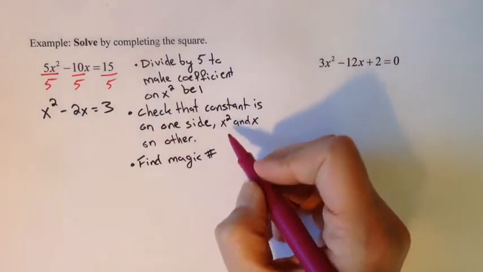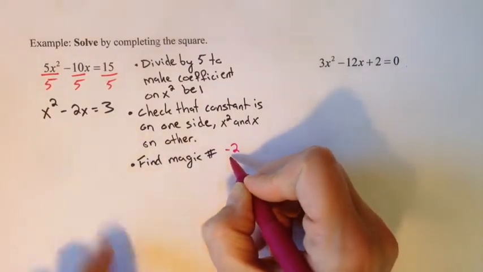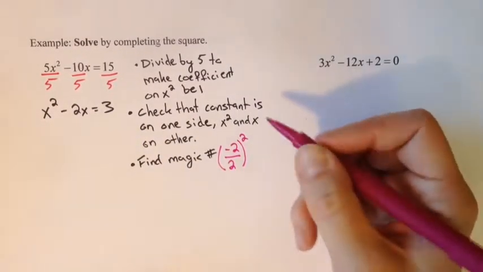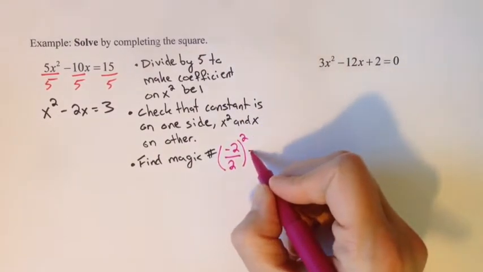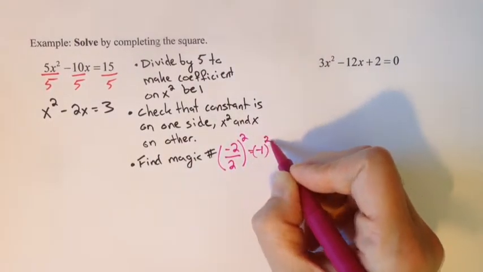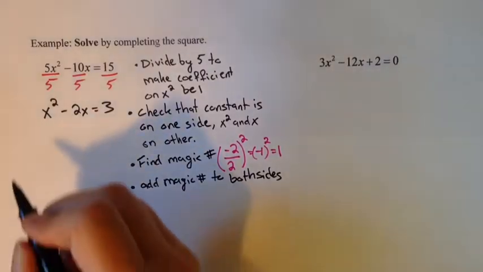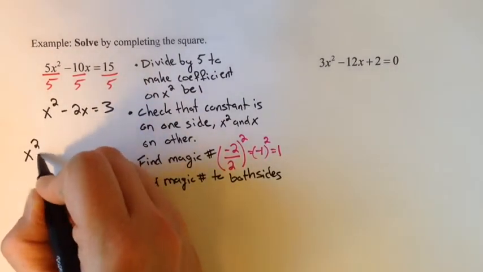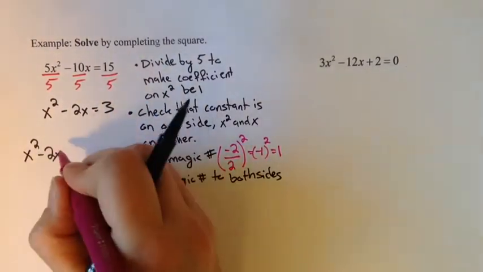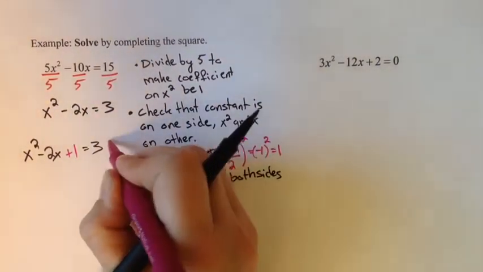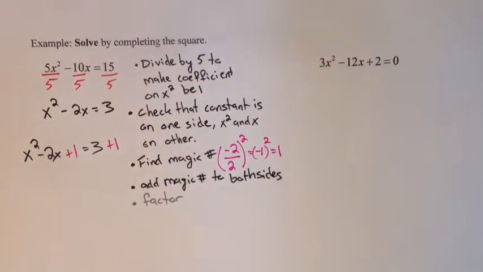I take the negative 2, which is the coefficient on x, divide it by 2, and then square whatever I get. Now negative 2 divided by 2 is negative 1, and negative 1 squared is just a nice positive 1. Now we add that magic number to both sides of the equation. I'll have x squared minus 2x plus 1 equals 3 plus 1.